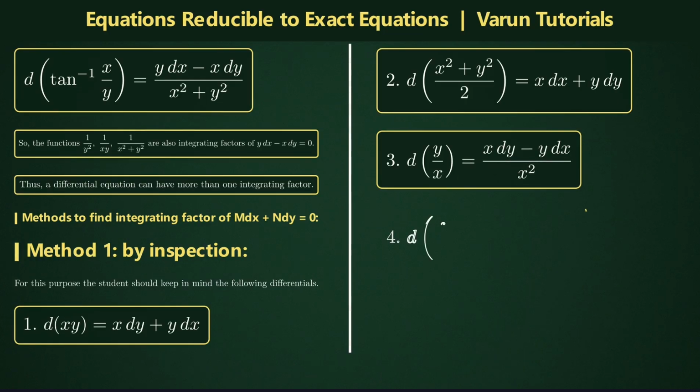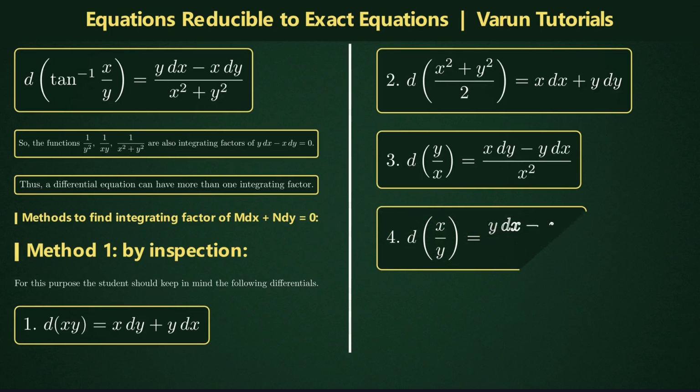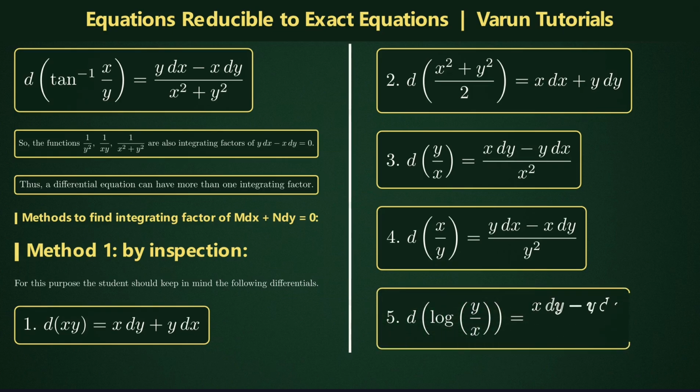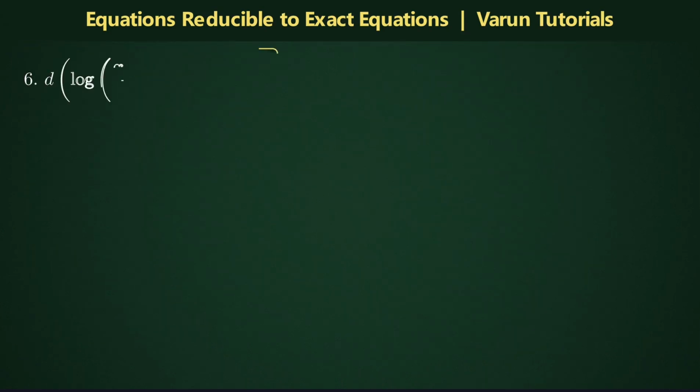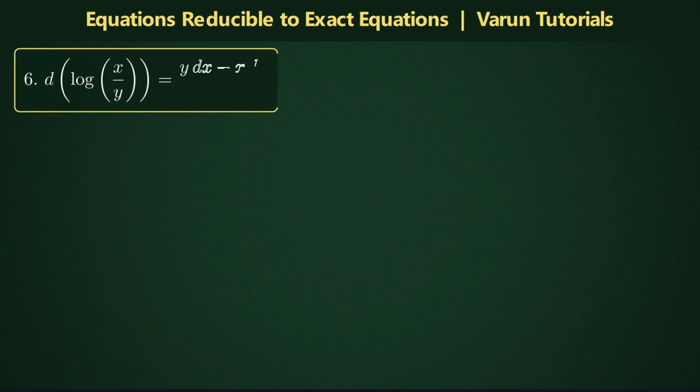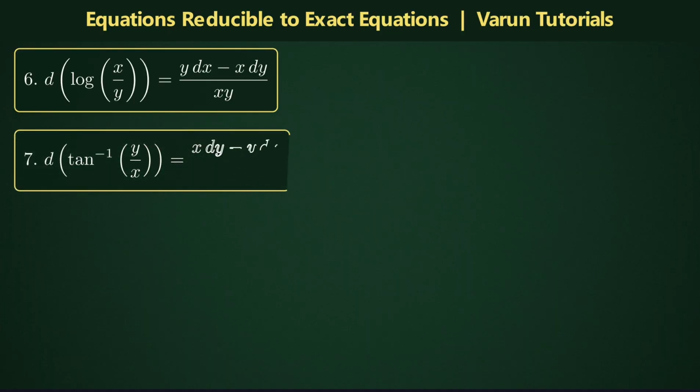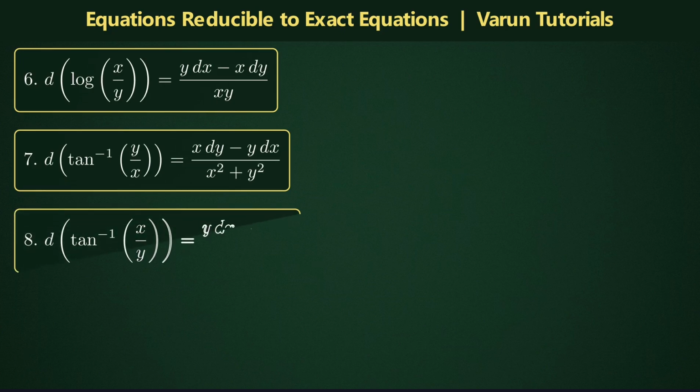Fourth, the differential of x over y is equal to y dx minus x dy, all over y squared. Fifth, the differential of log of y over x is equal to x dy minus y dx, all over xy. Sixth, the differential of log of x over y is equal to y dx minus x dy, all over xy. Seventh, the differential of inverse tangent of y over x is equal to x dy minus y dx, all over x squared plus y squared. Eighth, the differential of inverse tangent of x over y is equal to y dx minus x dy, all over x squared plus y squared.